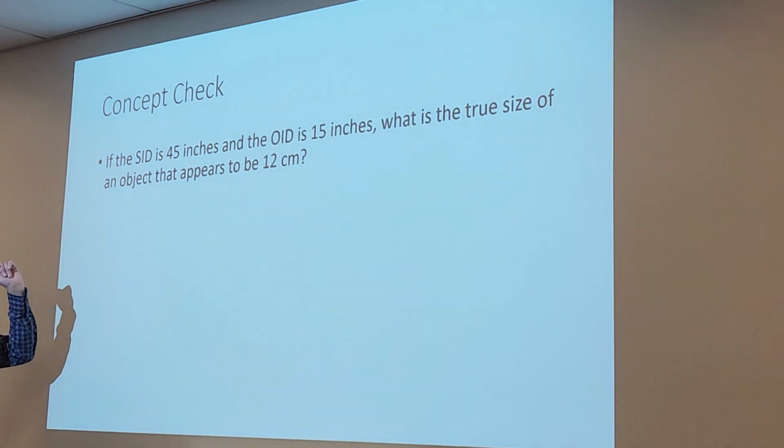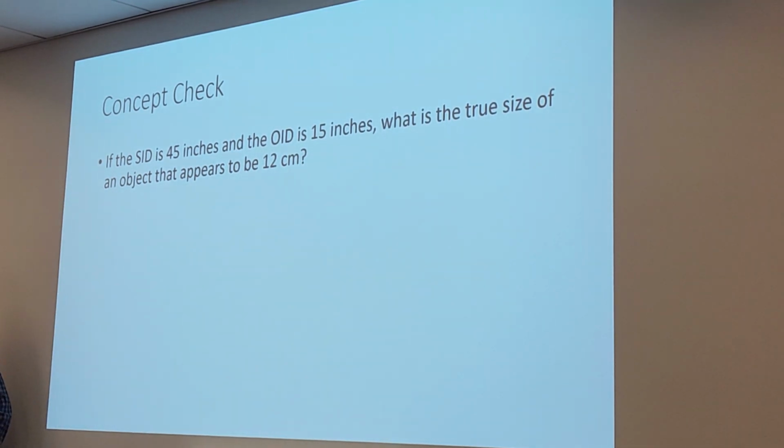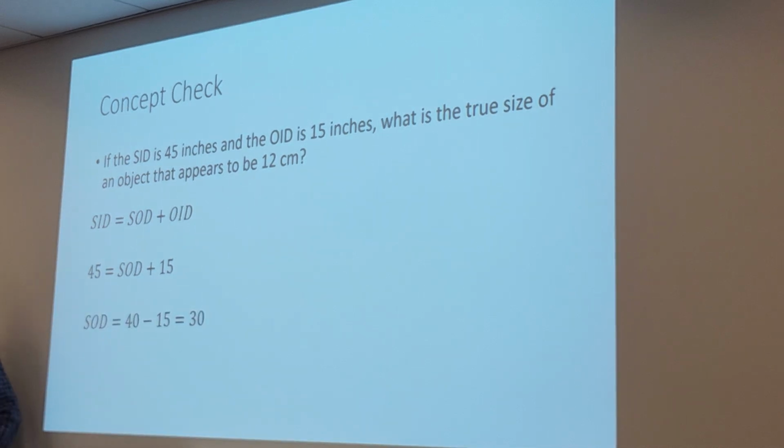So let's see, Sindhu, what do you think the first thing we should do is? So we need to find the SOD. Great. How would you do that? So 45 minus 15. Very good. And that gives us? That's 25. No, 30. Yes. Very good. So our SOD is 30 inches.